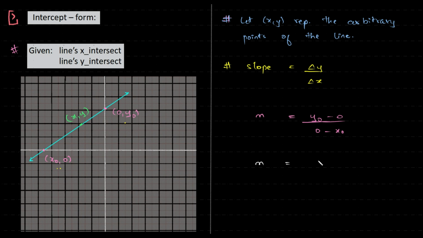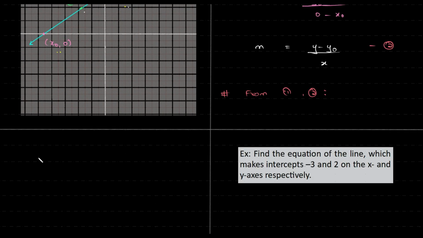Then m can also be, if I take this as 1 and this as 2, we can write this as y minus y naught divided by x minus 0. And now this is 1 and this is 2. So from 1 and 2, what can we tell? Since both are equal, right? m is equal to m. We can talk about y naught by minus x naught. So this is overall, there's a negative, is equal to y minus y naught divided by x.